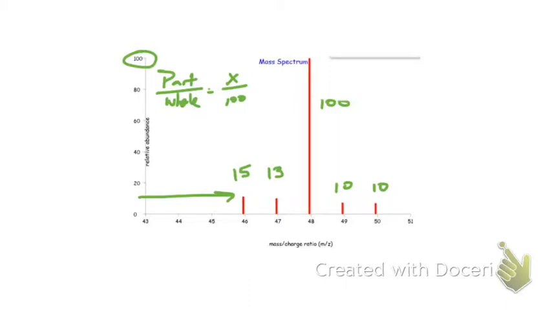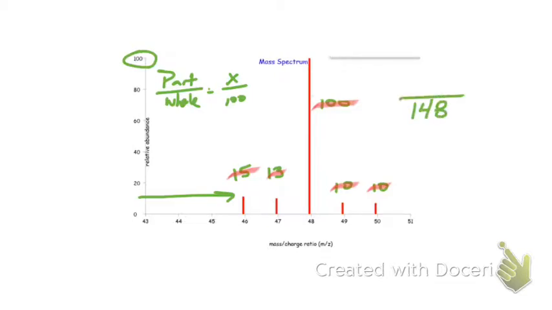So anyway, let's do the math. I need to find my whole. Well, let's add all these numbers up here. We have 100, we have 15, we have 13, and we have 10 and 10. All right, so that's going to be my whole. So we have 100 plus 10 plus 10, I believe that's 120. 120 plus 15 is 135. And then 135 plus the 13, I got 148.